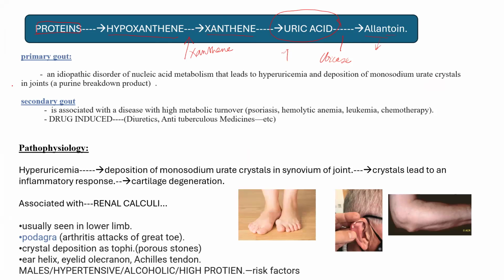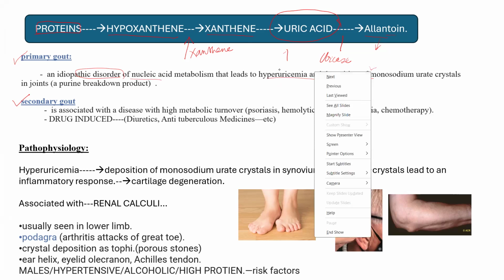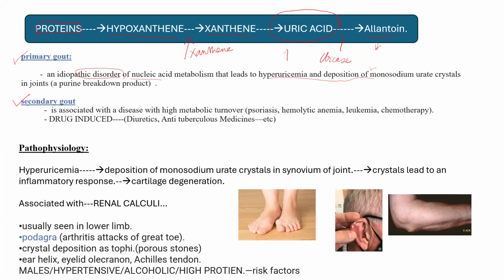We classify gout into two types: primary gout and secondary gout. Primary gout is an idiopathic disorder of nucleic acid metabolism. There is no proper cause for this one, and it causes hyperuricemia and deposition of monosodium urate crystals. What crystals? Monosodium urate. You need to remember this again and again. Monosodium urate crystals get deposited as an end product of purine breakdown.